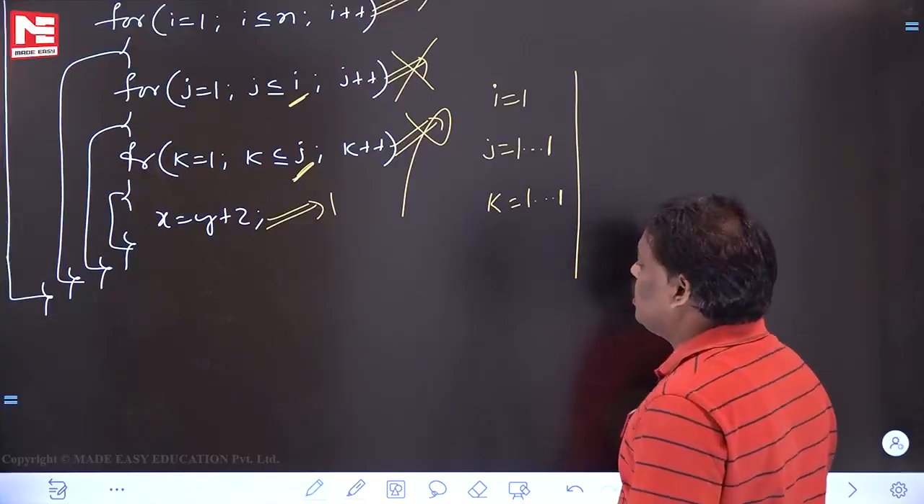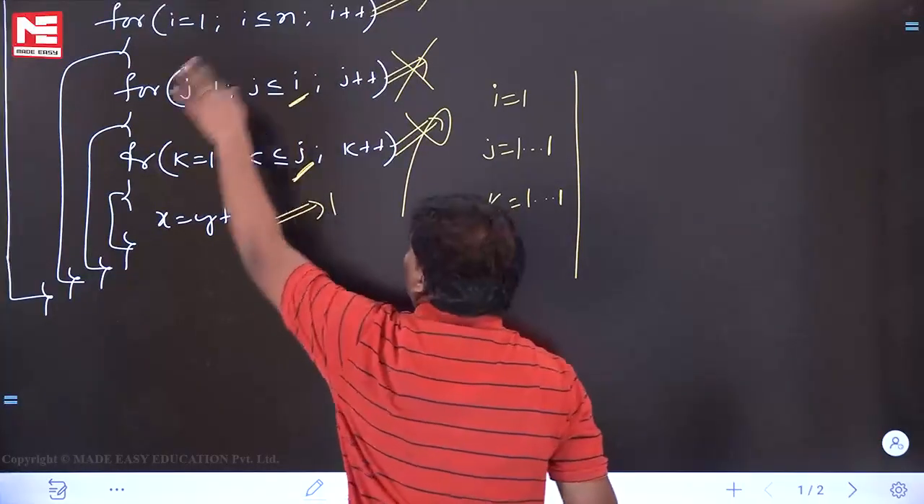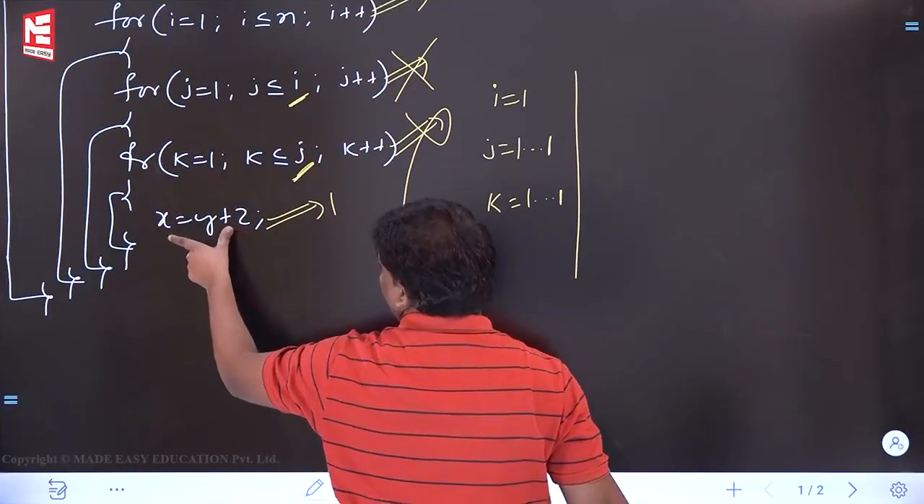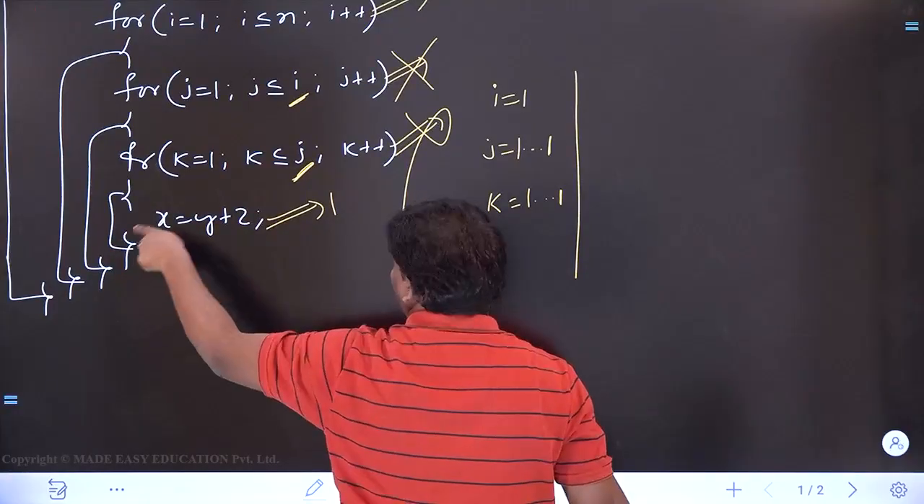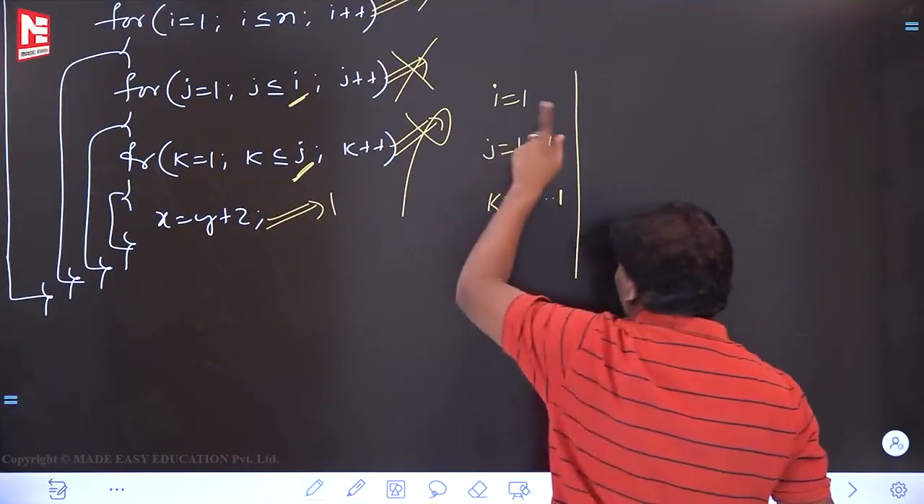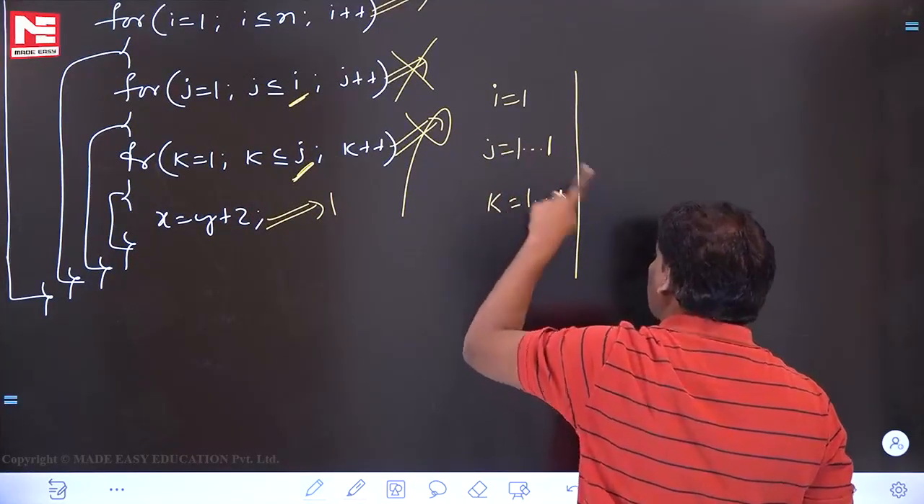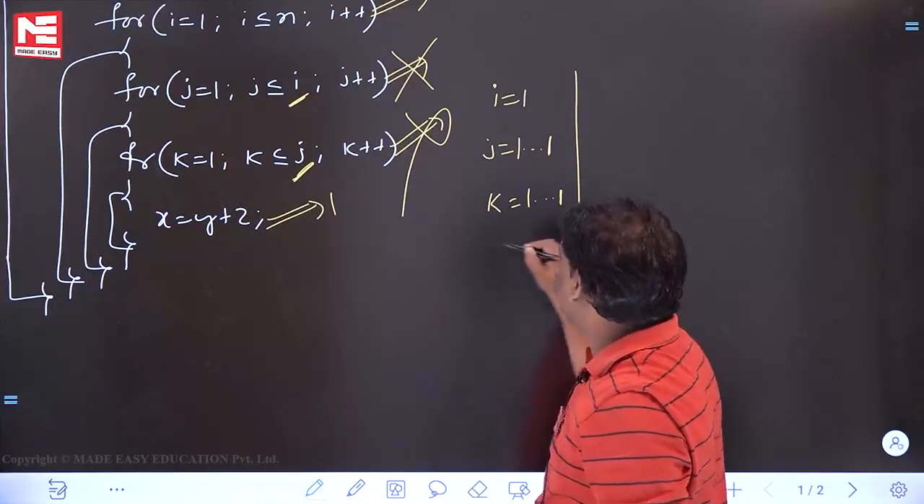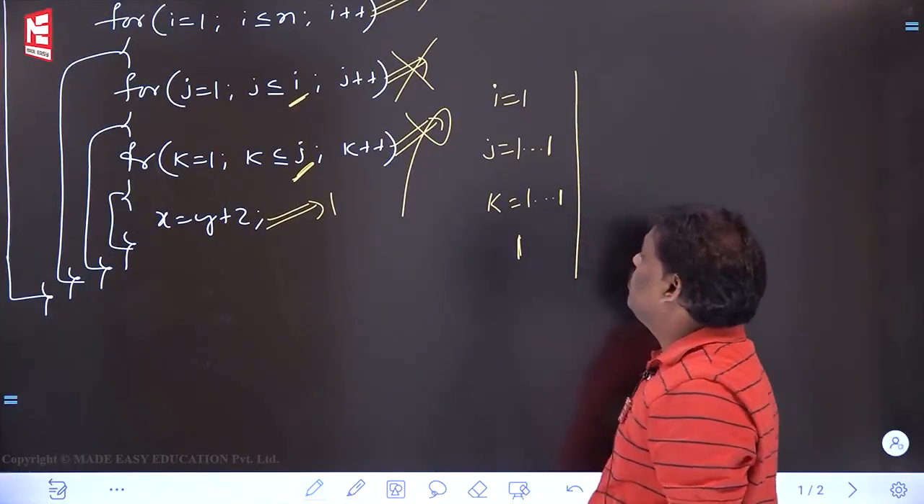At the end of the day, this program contains only one statement. The question is, how many times does this statement execute? I is equal to 1, J becomes 1 time only, K also becomes 1 time only. So I think this statement will execute 1 time. That is clear for everyone now.